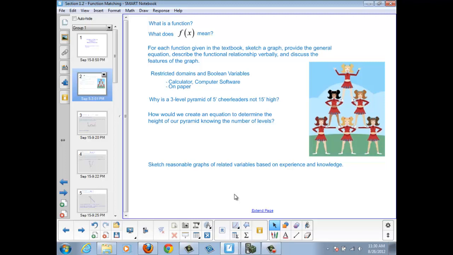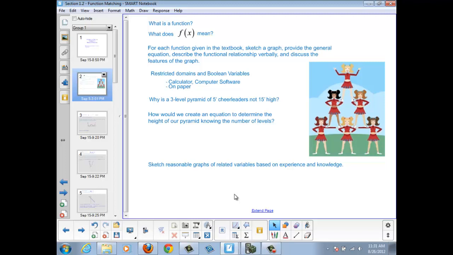We'll also want to look at restricted domains and Boolean variables with calculators, computer software, and being able to work with them on paper as well. We'll also want to answer questions like this one. Why is a 3-level pyramid of 5-foot cheerleaders not 15 feet high? Coming up with equations to describe that situation. We'll also want to be able to sketch reasonable graphs of related variables based on experience and knowledge.